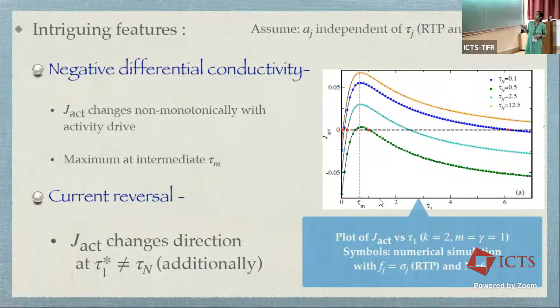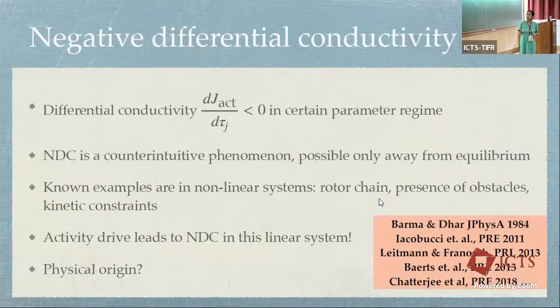Here, the symbols are simulations with the RTP driven case. But again, it doesn't matter what specific process we take, as long as the strength of the noise is independent of τ, which is the case for RTP and ABP, then we get the same situation. Temperature, I'm assuming that's 0. So the current is completely separated out. So I'm talking about only the active component of the current. Okay.